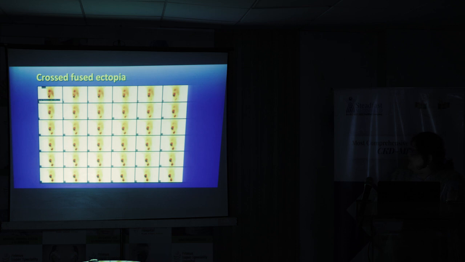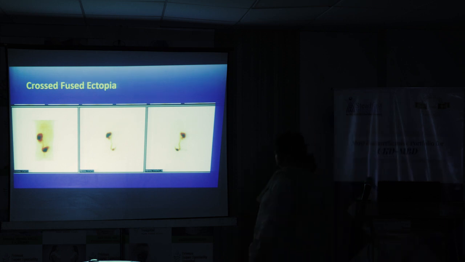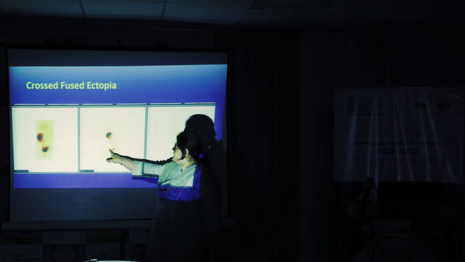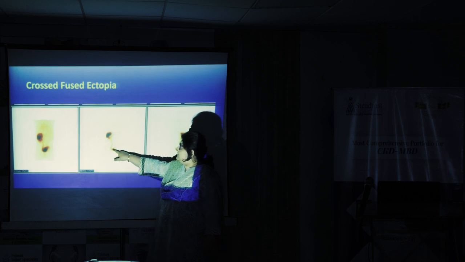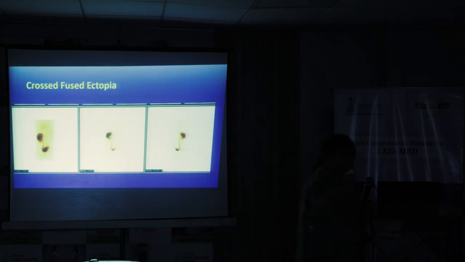This is again another situation which you often see. So this is a crossed fused ectopia. I'll show you a better image of this. So you have both the kidneys on the same side. You can actually see the two ureters. So you have one ureter here and another ureter here. This is the urinary bladder. Both the kidneys are on the same side, and the ureter is actually crossing over and going onto the contralateral side.